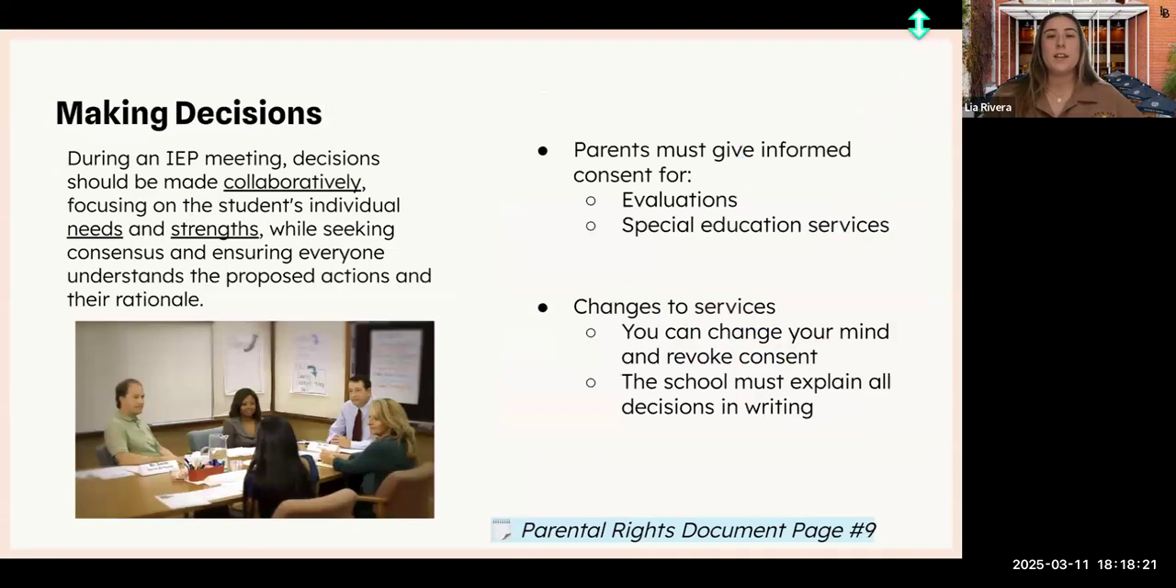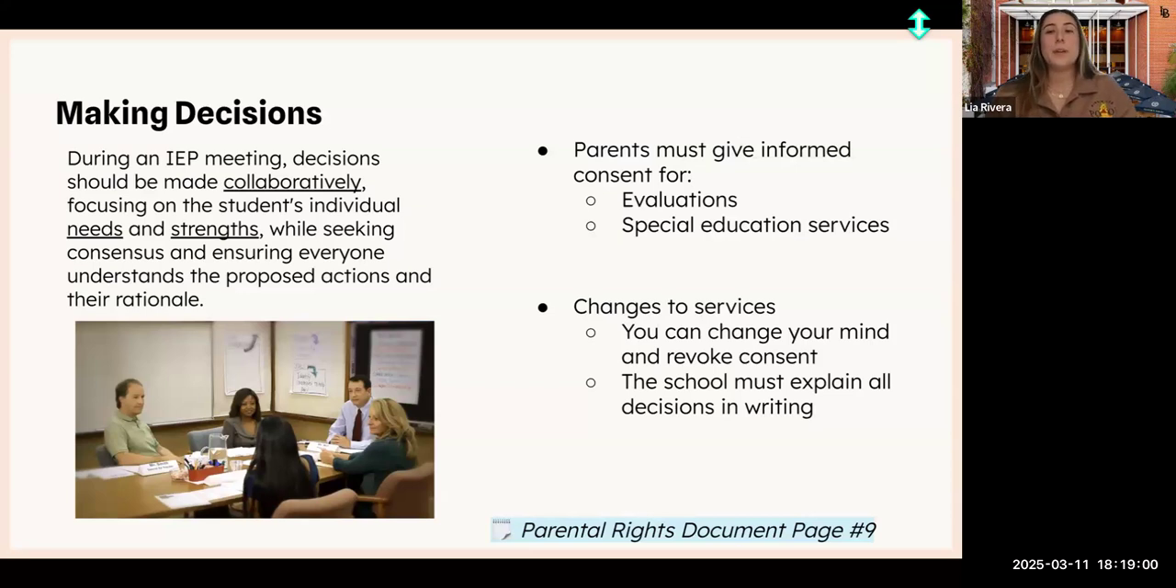And then also when it comes to the decision-making parts, that's followed by page 9 of the parental rights document. And I could also put a link in the chat if you'd like. During the IEP meeting, decisions should be made collaboratively, 100% with the parents and the children's voice in mind. It should focus on the student's individual needs, their strengths, potential weaknesses, all while seeking consensus and ensuring everyone understands their actions and the rationale behind why the decisions are being made.